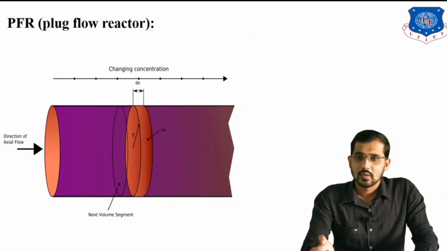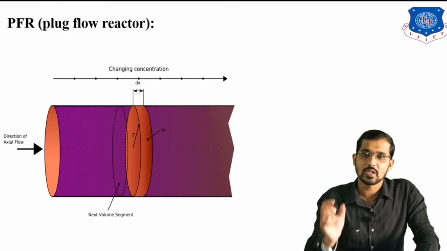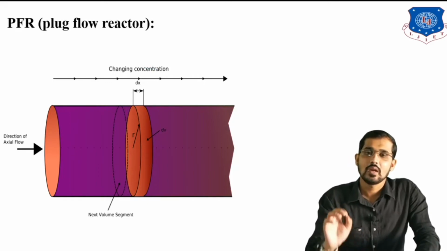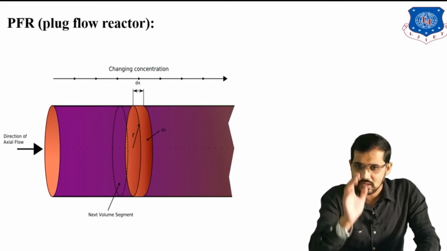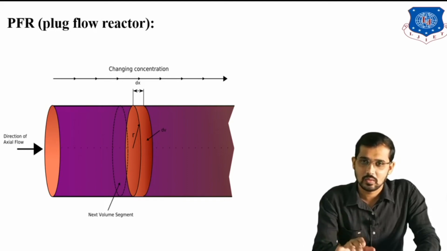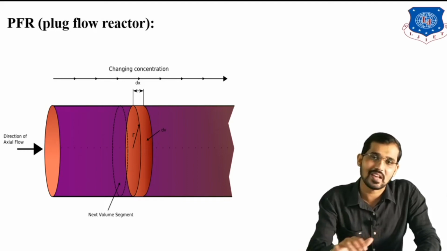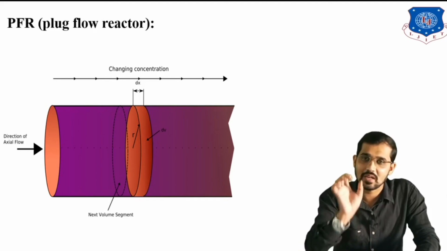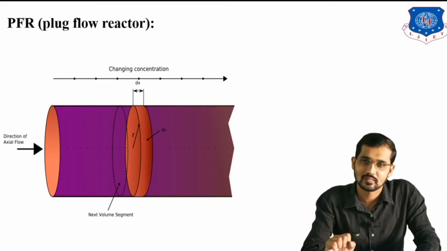After that, this is the figure for PFR. This is nothing but plug flow reactor. You can see there is mixing in radial direction, but there is no uniform mixing in the axial direction. Means there is a concentration gradient available in the axial direction.